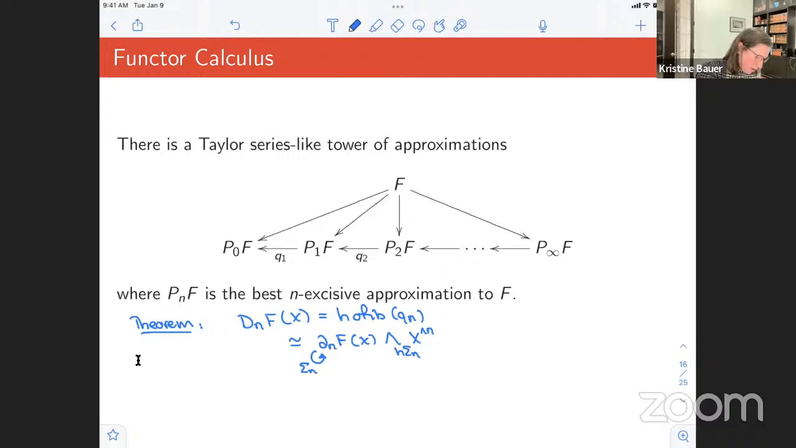Okay, but this looks an awful lot like the homogeneous part of a Taylor series now. The first part really does look like some nth derivative. The second part really does look like the polynomial x to the n. And I think it was Christine that mentioned earlier that dividing out by an action of a symmetric group is an awful lot like dividing by n factorial, which is of course the order of the symmetric group.